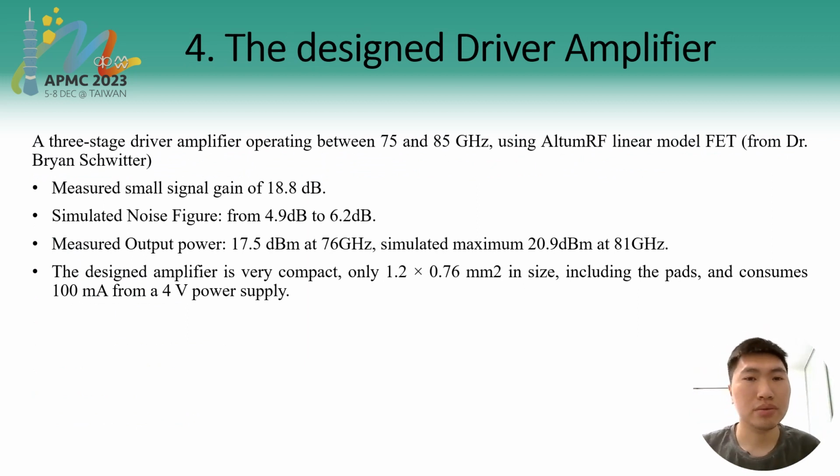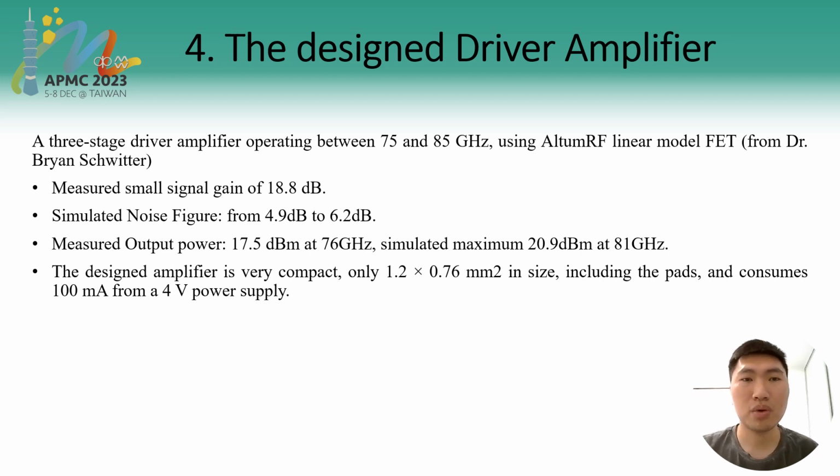Let me introduce my design for my research topic, which is a three-stage driver amplifier operating between 75 to 85 GHz. The amplifier is implemented using 0.1 micrometer gallium arsenide technology. Based on the measured results, the amplifier has a small signal gain of 18.8 dB at a nominal bias condition at midband. In addition, more than 17.5 dBm output is achieved across the bandwidth.